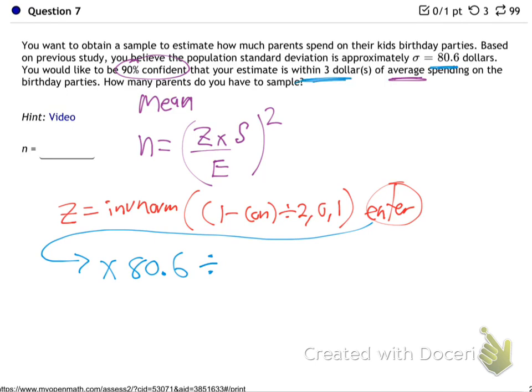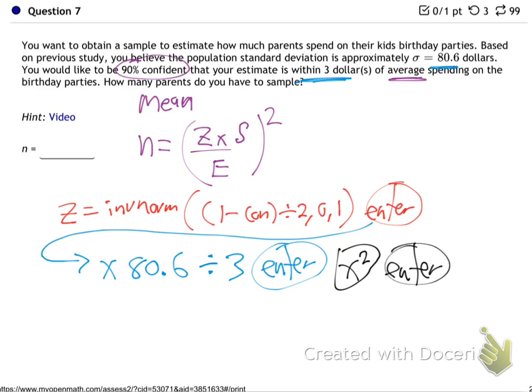So they want to figure out the average amount parents spend on their kids' birthday parties, and they want to get the estimate within $3. So if parents spend $100 on average, they want to be right within a $3 error amount. So that's the error amount, the 3. Remember to hit enter, and then hit the second power and enter one more time. That way you make sure the whole thing was squared.